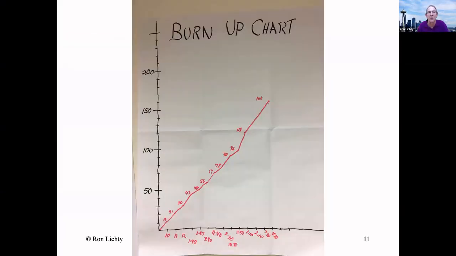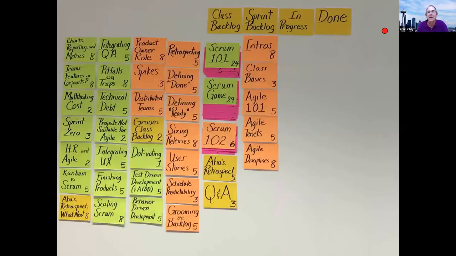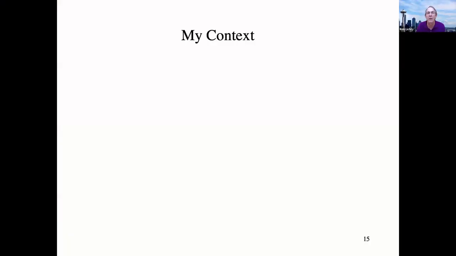This is actually one of the more unusual burn-up charts, and that line is straighter than almost any other burn-up chart I've ever done, probably. And here's a typical card wall. We start with intros and class basics and Agile 101 and Agile tenets and Agile disciplines, and move into Scrum 101 and move through the opportunities that we've got for what are the topics that we need to talk about that are most important to this class.